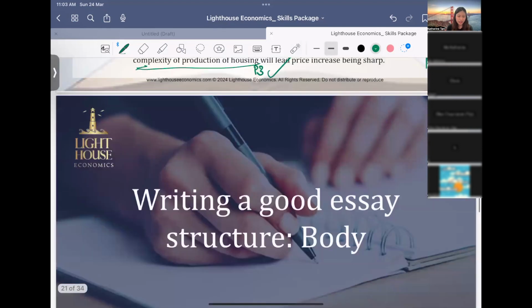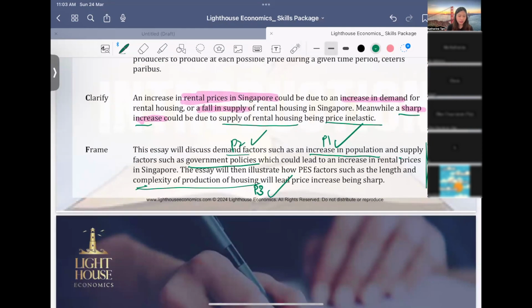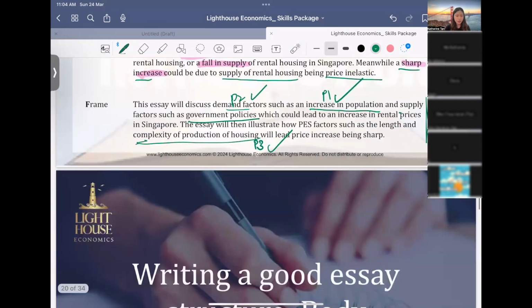So maybe, let's say, instead of demand, I will say in my paragraph that increase in demand due to an increase in population and change in taste and preferences will lead to an increase in rental prices in Singapore. Okay, that's wrong. Why is it wrong? It's because I bring two premises, increase in population and taste and preferences. So I'm bringing 2 points into a single paragraph. Then your paragraph will be very, very messy. So don't do that.